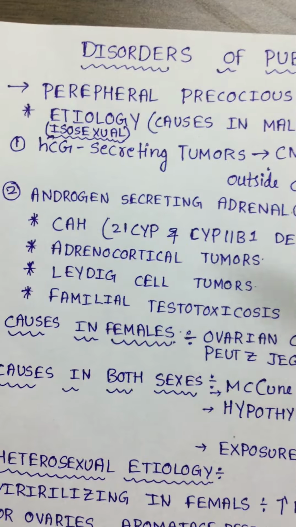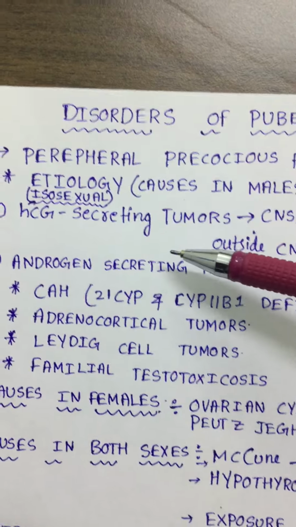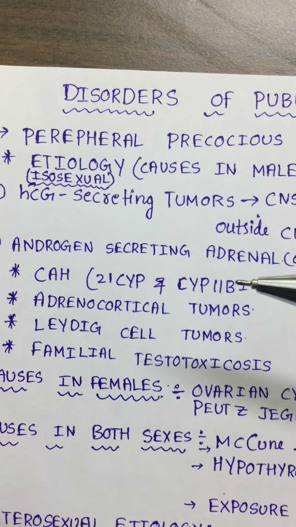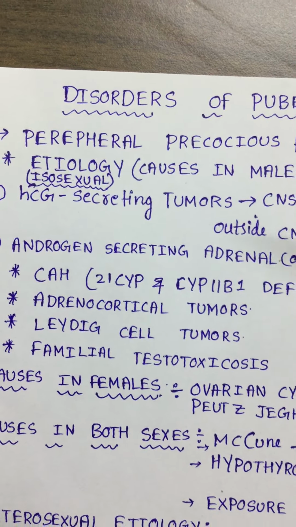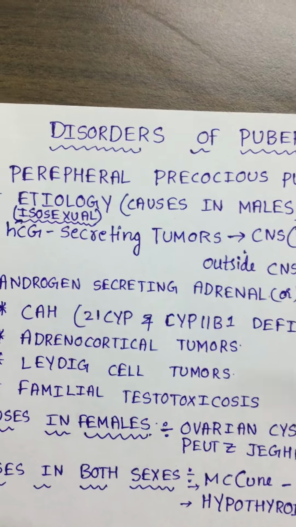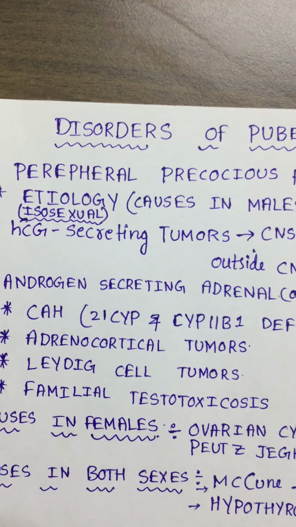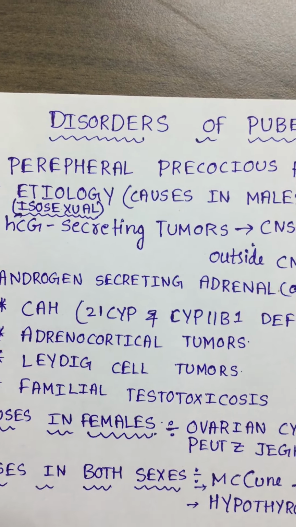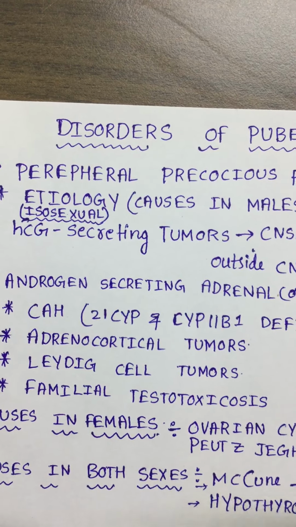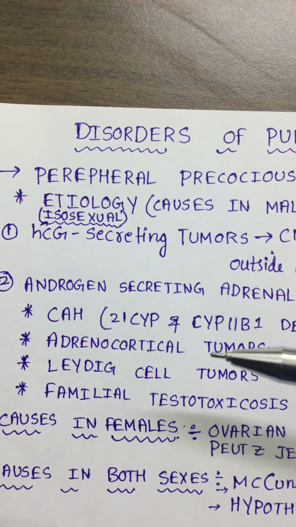Other causes are androgen secreting adrenal or testicular tumors. Androgens are testosterone and dehydroepiandrosterone. Whenever androgens are secreted in excess, there will be precocious puberty. GnRH, LH, and FSH are the causes of central precocious puberty, whereas androgens are causes of peripheral precocious puberty.